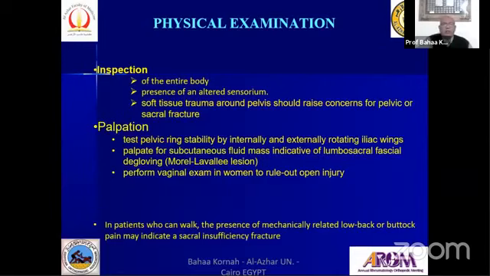Palpation. This is a test for pelvic ring stability by internal and external rotation of the iliac wing. Palpate the subcutaneous fat fluid mass, indicating lumbosacral fascia degloving, the Morel-Lavallée lesion. Perform a vaginal examination in women to rule out open injury. In a patient who can walk, the presence of mechanical low back pain and buttock pain may indicate a sacral insufficiency fracture.